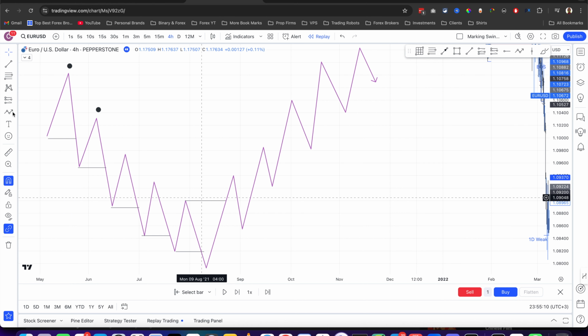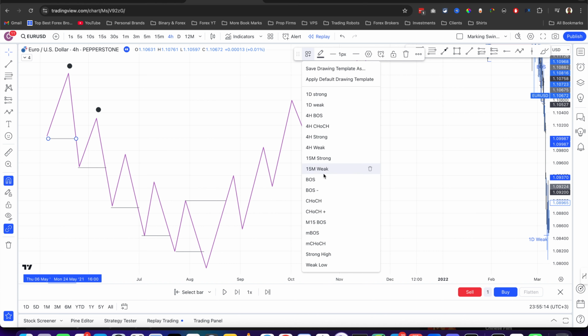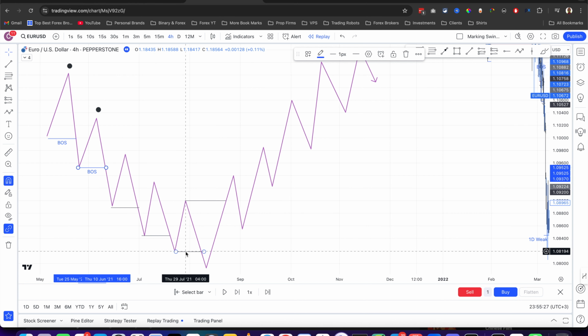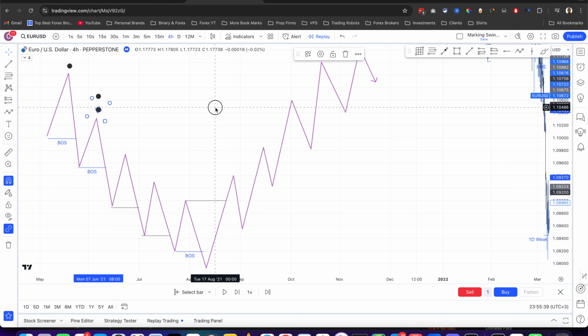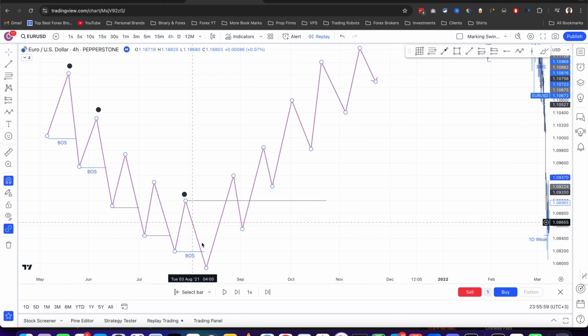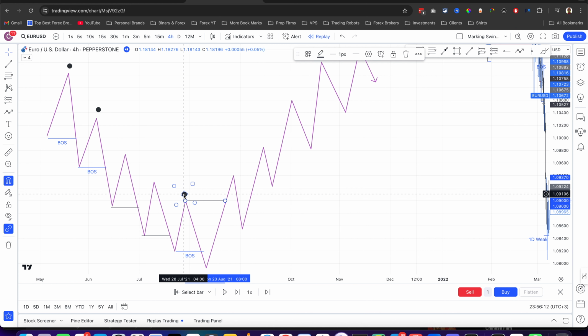But here there is a change of character. So this one is a break of structure. Let me just level that. There is a break of structure, and another break of structure, until it reaches here, then it broke structure. This is the swing high that led to this break of structure. We only assume that the market is going down unless we get this break of structure. Once we get this break of structure here, we see that the market has changed sentiment from bearish to bullish, because now this strong high has been taken out to another strong high.